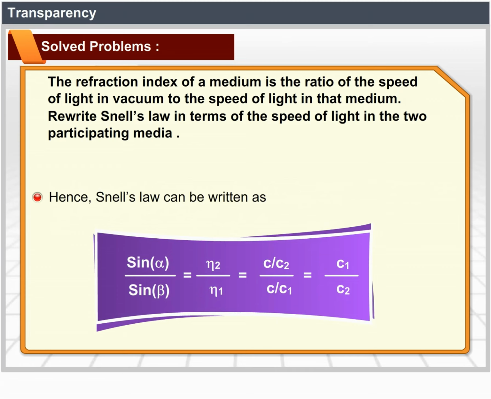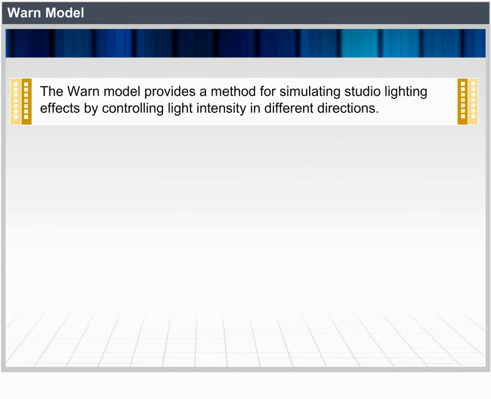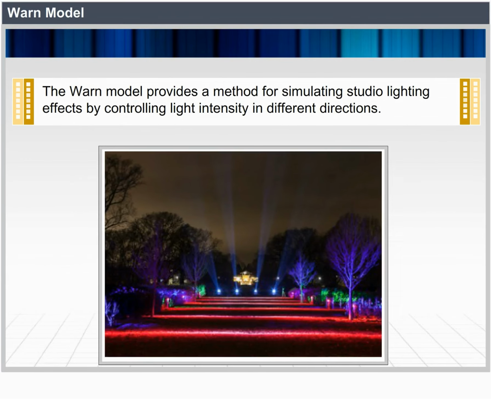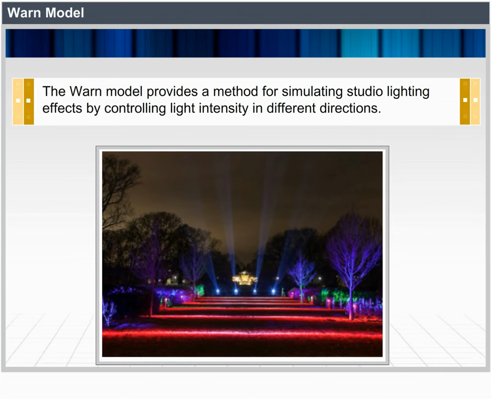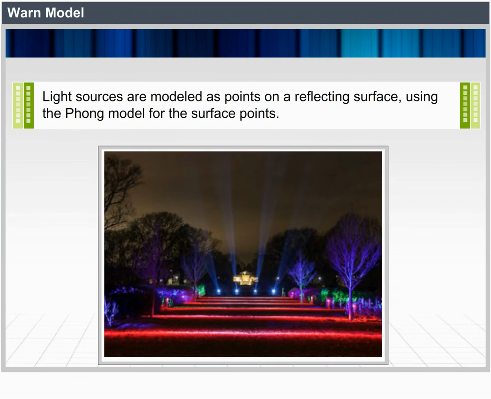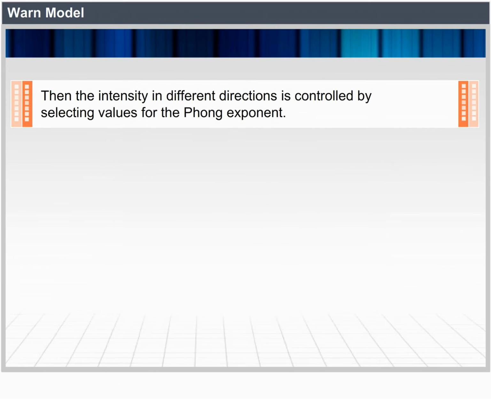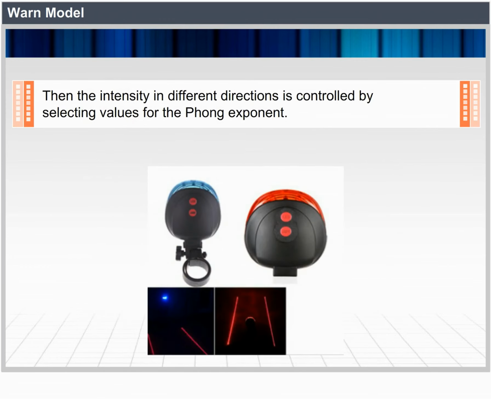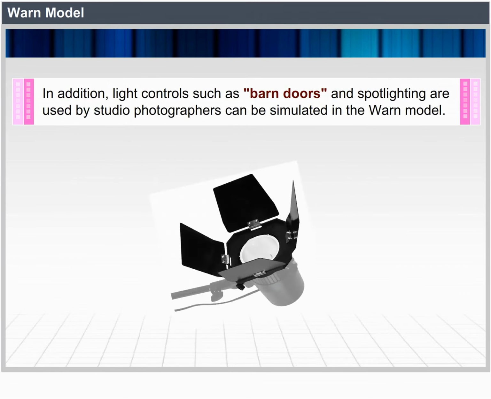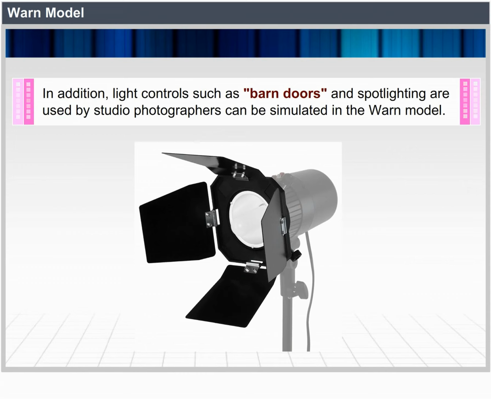Warn model. The Warn model provides a method for simulating studio lighting effects by controlling light intensity in different directions. Light sources are modeled as points on a reflecting surface using the Phong model for the surface points. Then the intensity in different directions is controlled by selecting values for the Phong exponent. In addition, light controls such as barn doors and spotlighting used by studio photographers can be simulated in the Warn model.